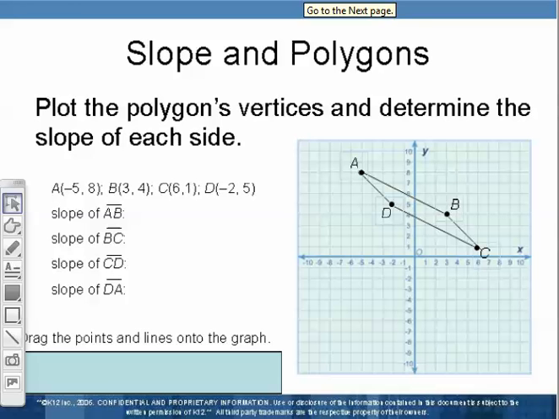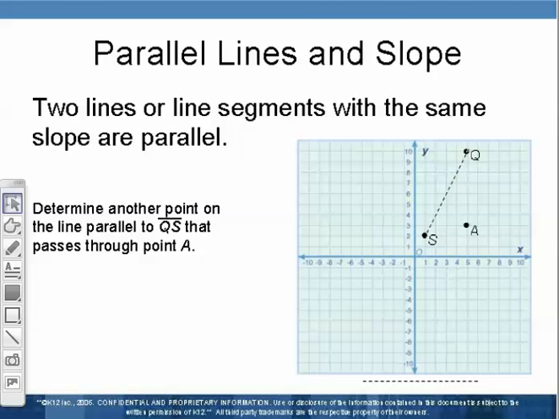How will that help us? Well, if we know that two lines are parallel, or two opposite sides are parallel, then we know that we could get a parallelogram, right? If we got two pairs of opposite sides. So we must know that ABCD is a parallelogram. And we know some things about parallelograms that we've talked about earlier. So, two slopes, same, they're parallel. Okay? So, in this problem, they're wanting me to come up with another point on the line parallel to QS.